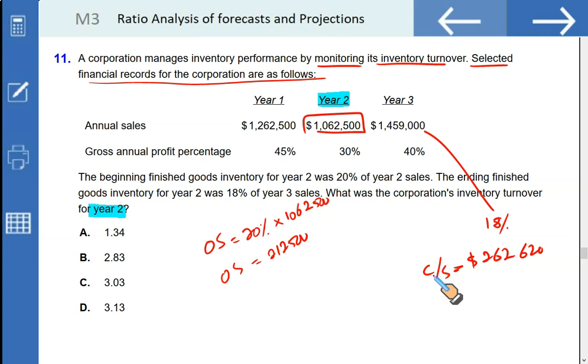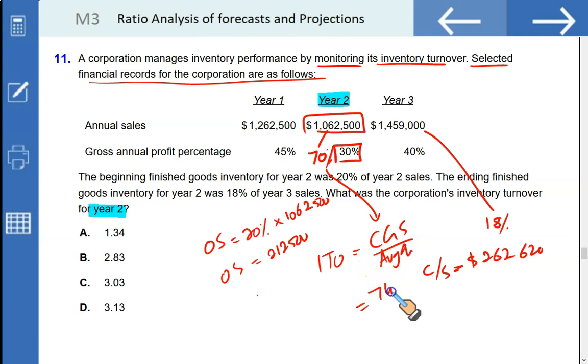Now what we need is cost of goods sold, because remember, inventory turnover is equal to COGS divided by average inventory, right? How do you find COGS? It's pretty straightforward. 30% of this number is gross profit. Then that means 70% of sales would be your cost of goods sold. So 70% of your sales is your cost of goods sold, which will be 743,750.